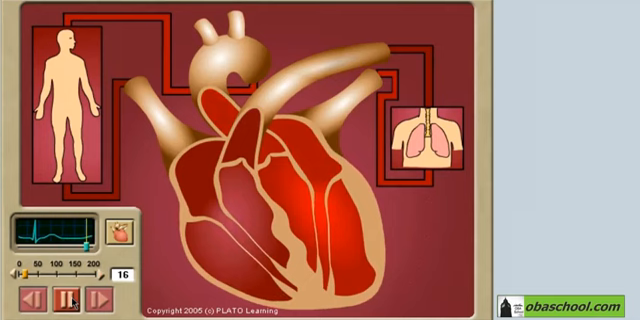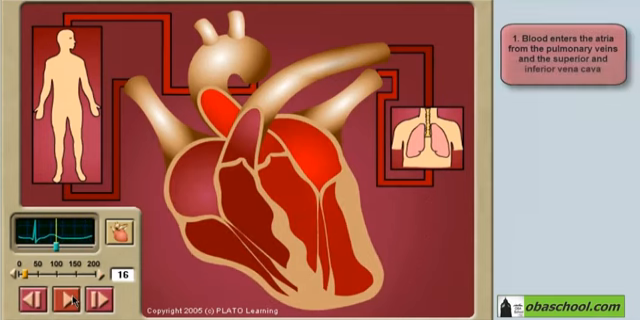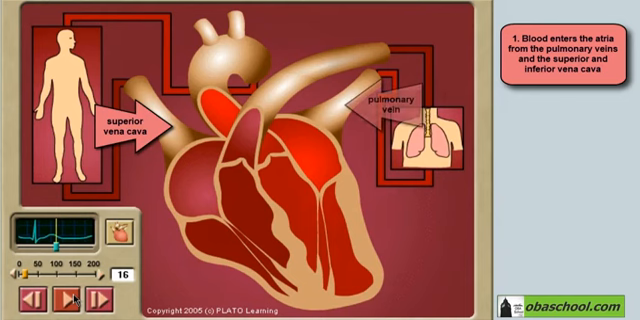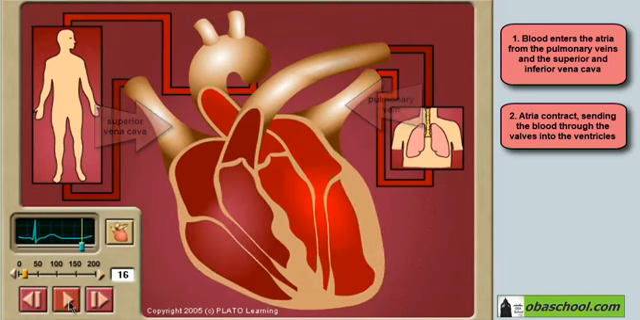So we start off, blood enters the atria through the veins. So the blood will enter the left and right atrium through the superior and inferior vena cava and through the pulmonary veins. Then the atria will contract and this blood will go to the ventricles.